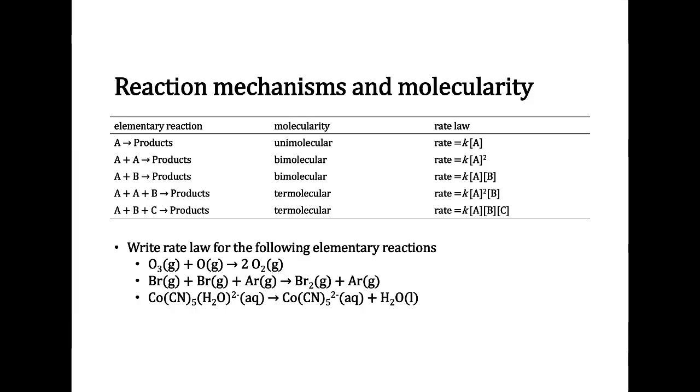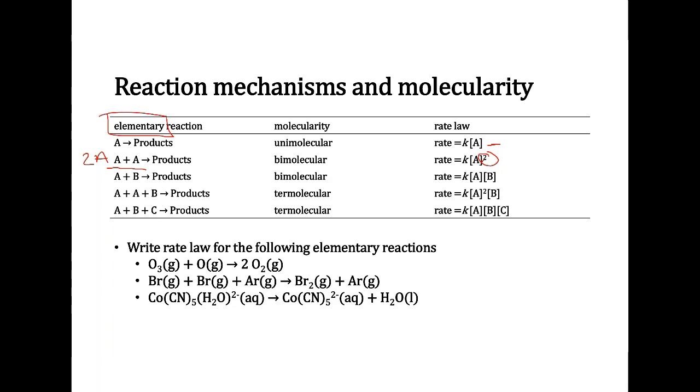So here's a few examples. If you have A going on to form products, unimolecular, you'd write rate is equal to K times A. Another way that you might see this written, instead of A plus A going on to form products, you might see this written as 2A going on to form products. So here, our rate law would be equal to K times A squared. So we would take that coefficient, again, because it's an elementary reaction.